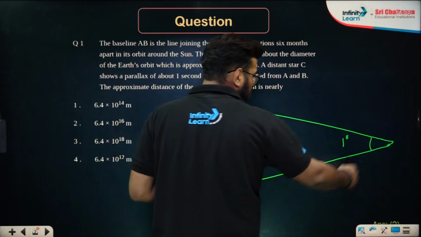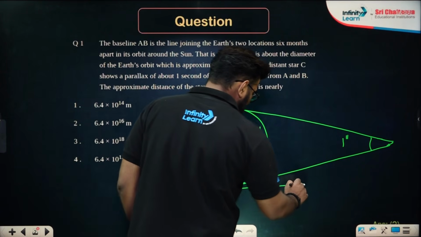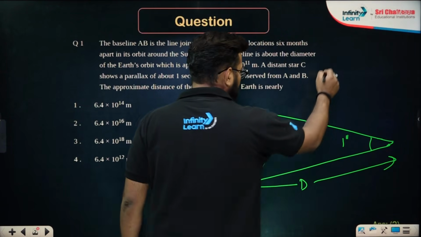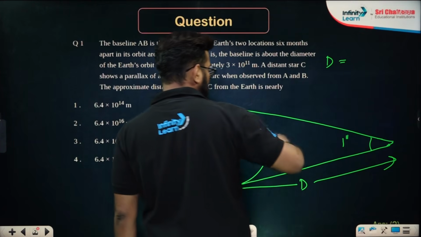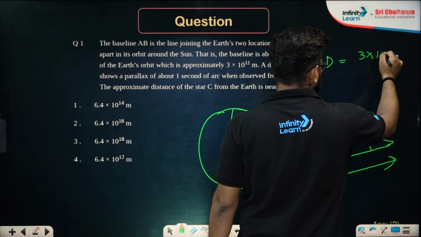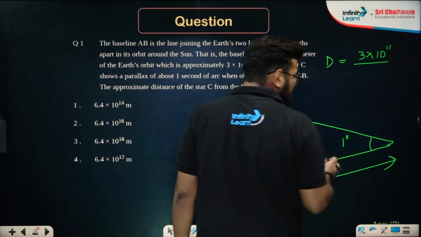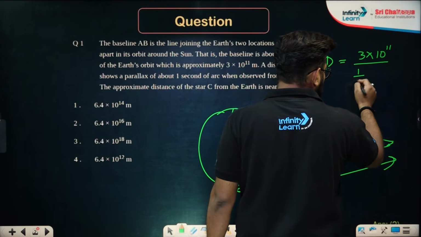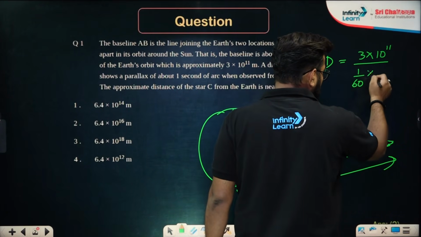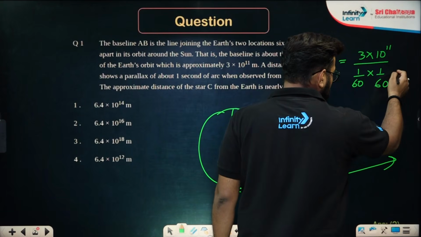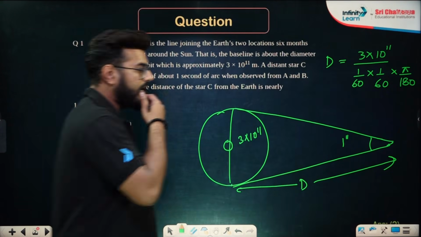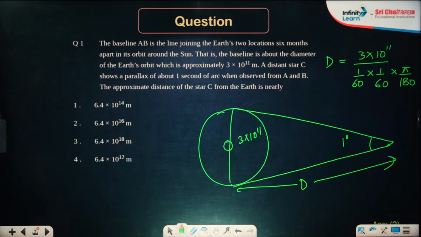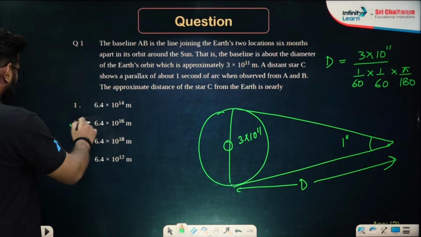So basically you need to find this entire distance D. This distance D is simply going to be 3 × 10^11 divided by 1 arc second. And 1 arc second is how much? It is 1/60 of 1 arc minute, and 1 arc minute is 1/60 of 1 degree. 1 degree is π/180 of a radian. Calculate it and you will get your answer. I hope you all have understood. The answer is going to match option number 2.